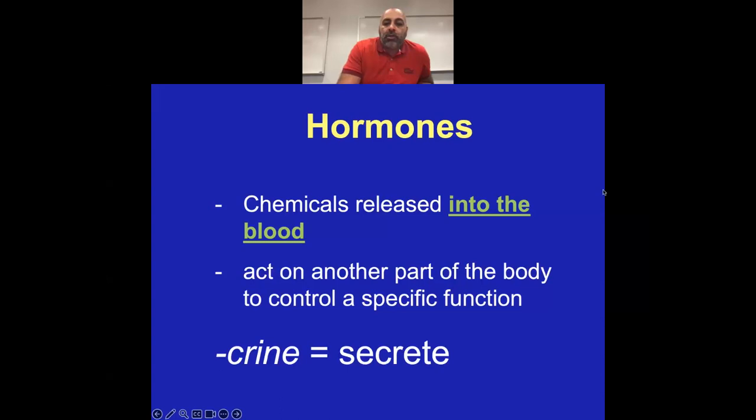So hormones are released into the blood. So they're secreted. So that's why we say crine. That's what crine means. So endocrine, into the blood. Okay, secretion into the blood.